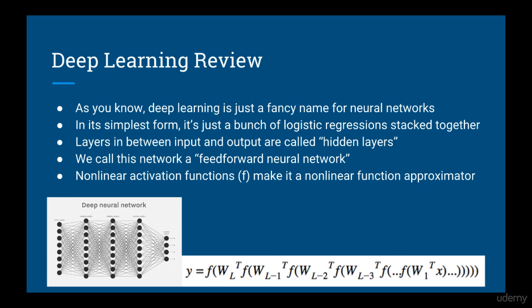As you know, deep learning is just a fancy name for neural networks. Neural networks in their simplest form are just a bunch of logistic regression layers chained together. We call the layers in between the input and output hidden layers, and we call this type of neural network a feed-forward neural network. What makes them nonlinear function approximators is that they have a nonlinear activation function in between each layer. These nonlinearities allow us to model highly complex functions, rather than just linear functions.